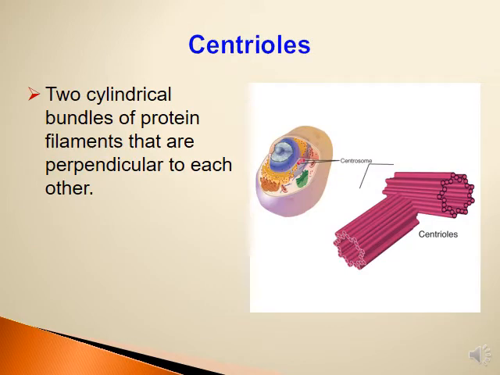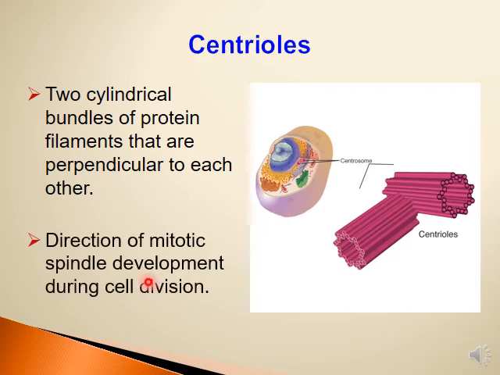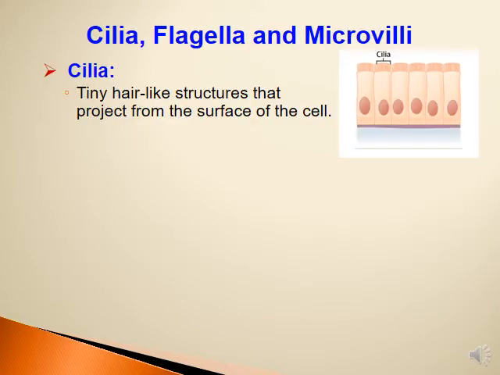Centrioles: we have two cylindrical bundles of protein filaments that are perpendicular to each other. They are present near the nucleus, and they are very important during cell division. They direct the mitotic spindle development during cell division, mitosis and meiosis. Then we have other cell organelles called the cilia, flagella, and the microvilli.